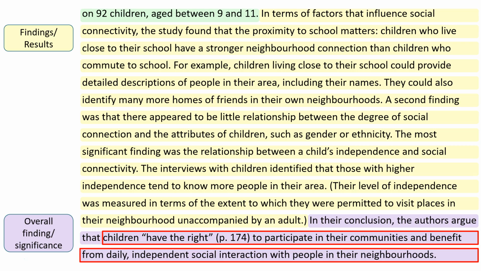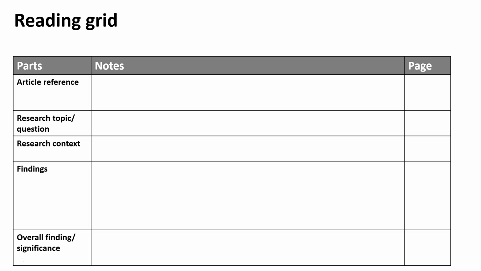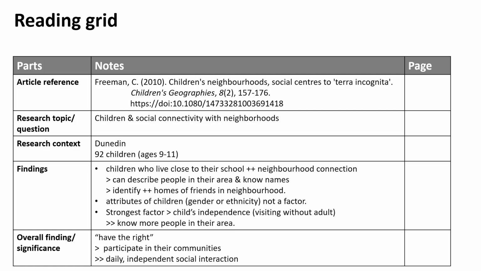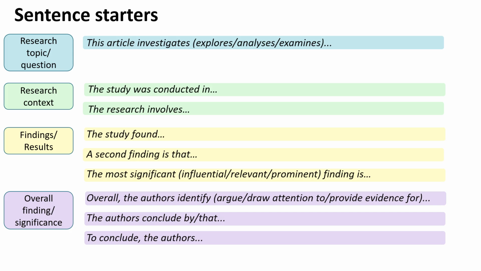Your assignment might have different parts. Follow your lecturer's instructions. When you're preparing to write your annotated bibliography, use a reading grid to list the parts you need, and take notes from your source with page numbers. These sample sentence starters on the library website could be helpful too.